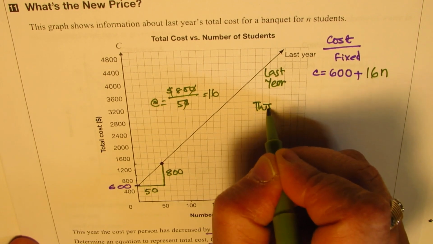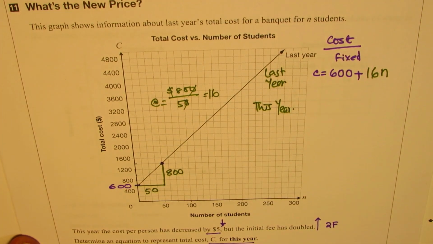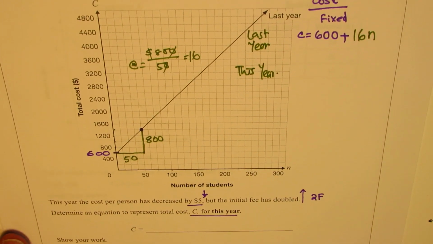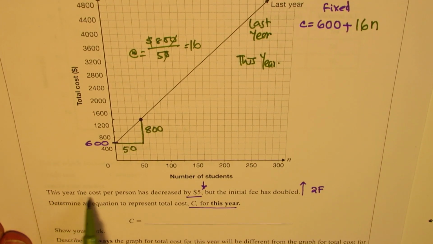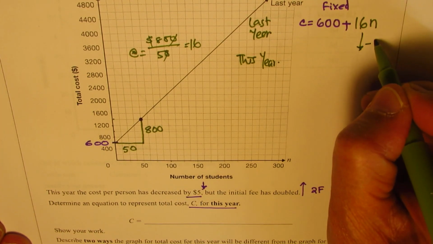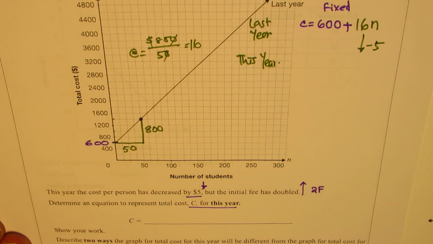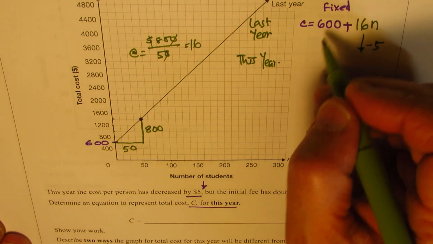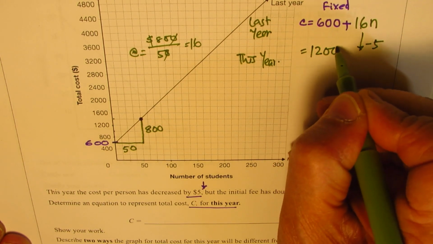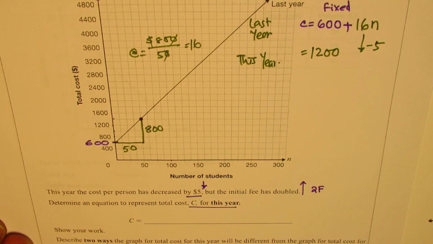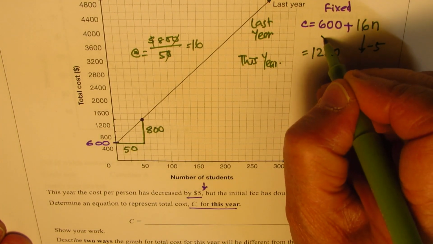Now what is this year? This year, let us look into the conditions. The condition for this year is, this year the cost per person has decreased by $5. So this has become -5, right? So this has decreased by $5, right? But the initial fee has doubled. So the initial fee has become 1200. You get my idea, right? So initial fee has doubled, so times 2.